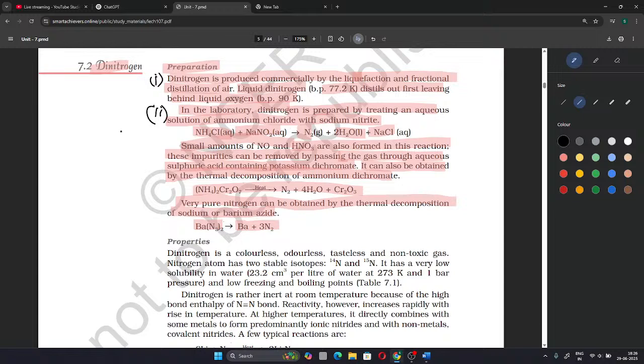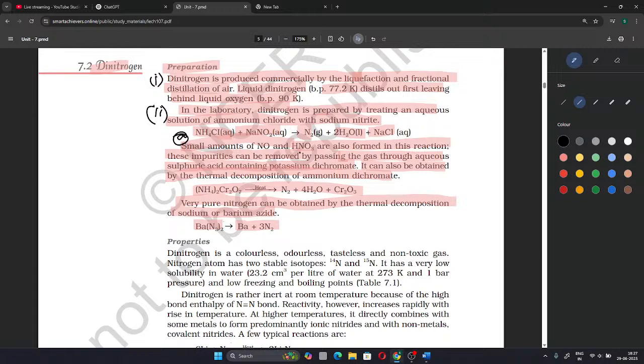In the laboratory, on a small scale, dinitrogen is prepared by treating an aqueous solution of ammonium chloride with sodium nitrite. Small amounts of NO and HNO3 are formed in this reaction. Basically, the first main reaction is this one, but small impurities like nitric acid and NO are also formed.